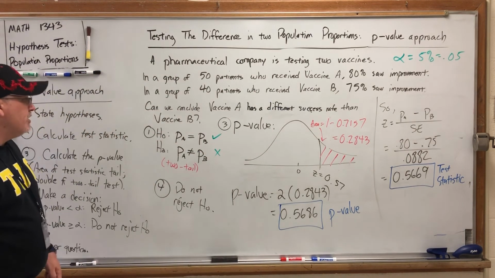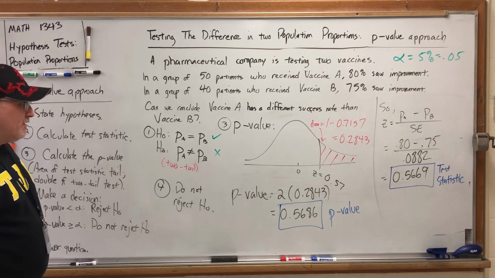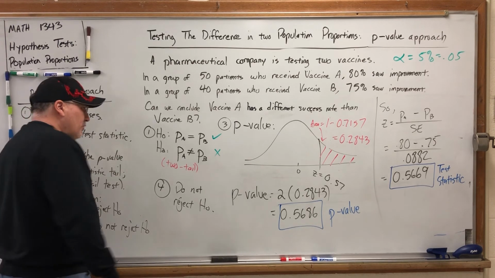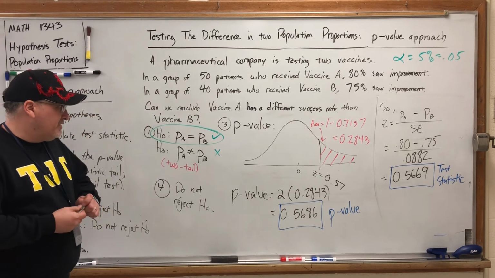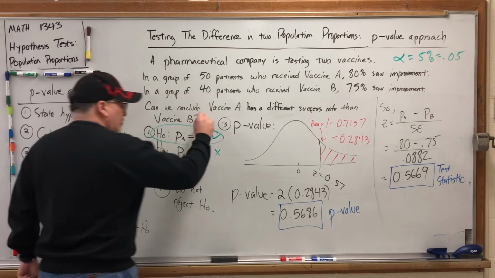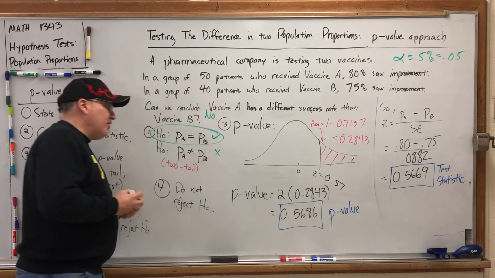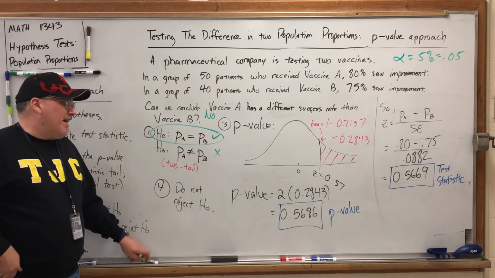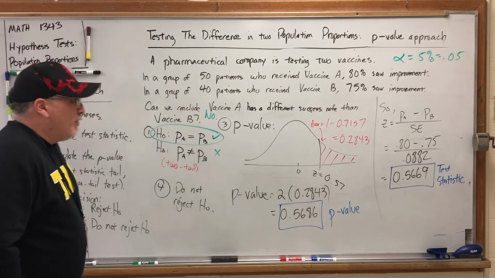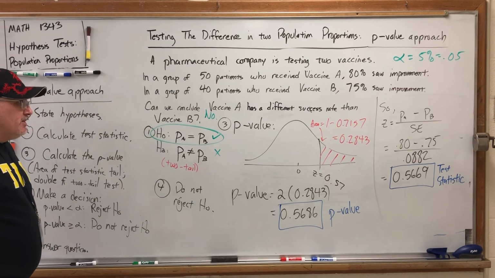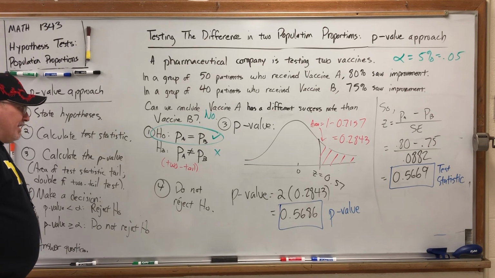And now we can answer the question, can we conclude vaccine A has a different success rate than vaccine B? We cannot. We were being asked if we can conclude the alternative hypothesis, so in short the answer is no. But in long the answer is no, we cannot conclude vaccine A has a different success rate than vaccine B based on this evidence. We blame the discrepancy on the samples picked, and not that the claim that the null hypothesis was wrong.